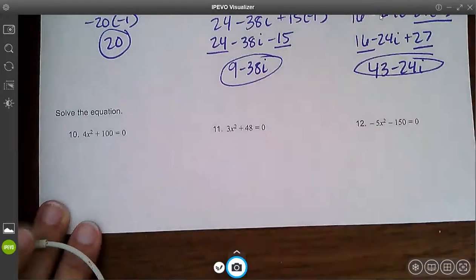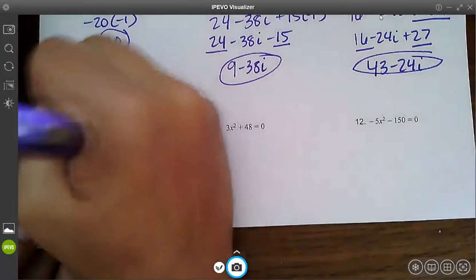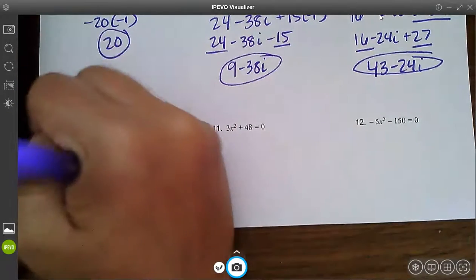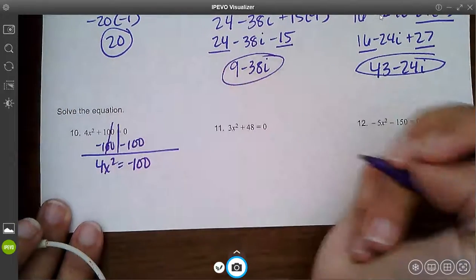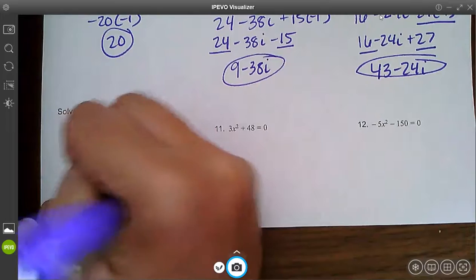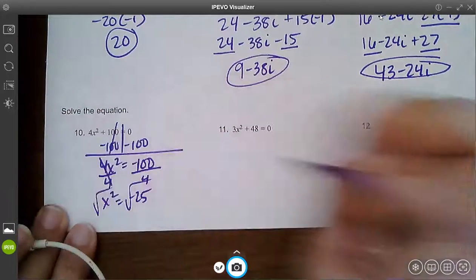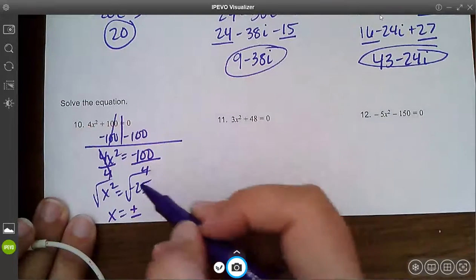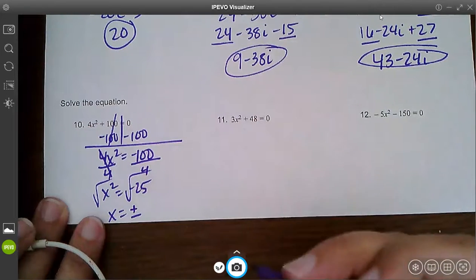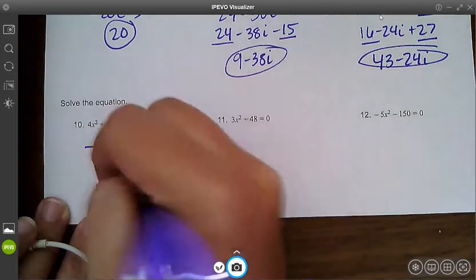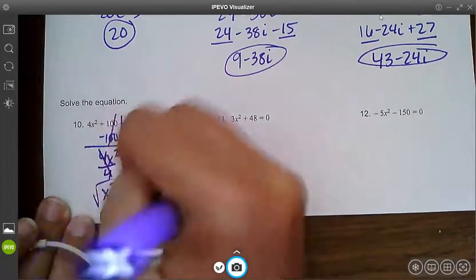Solving with imaginaries or complex numbers. I'm going to subtract 100 from both sides, just like I would normally. I have 4x squared equals negative 100. Divide both sides by 4. You have x squared equals negative 25. Anytime you take the square root, when you're solving, you have the positive and negative. The square root of 25 is 5. The square root of negative 1. This equals the square root of 25 times the square root of negative 1. So you have 5i. So x equals plus and minus 5i.